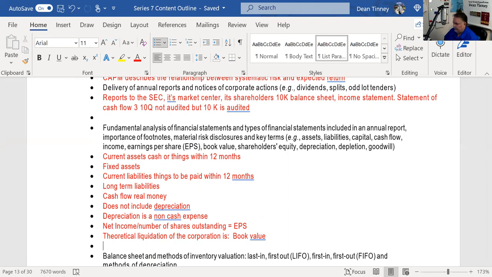So if we have $100 million on the asset side and we have $60 million in liabilities, we would have $40 million in shareholder equity. That's both the paid in capital and the retained earnings we left in the corporation.